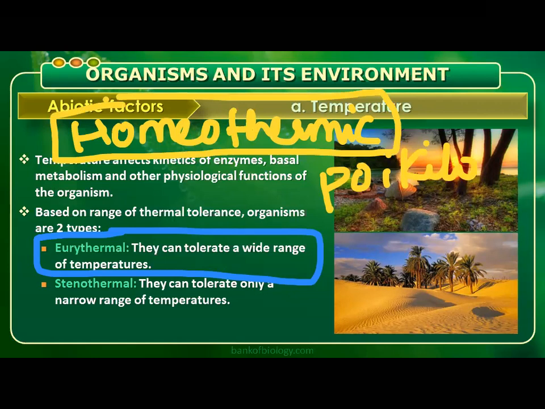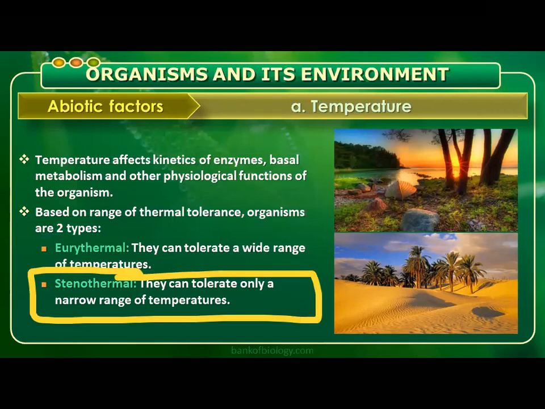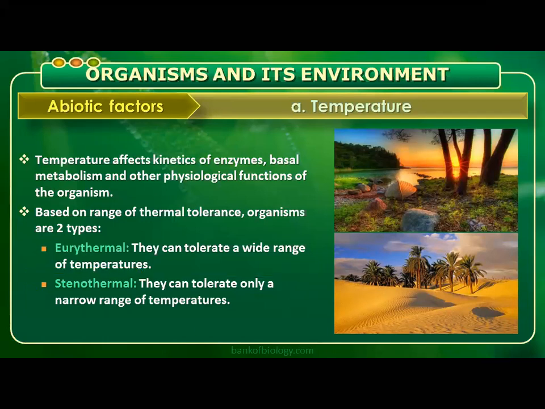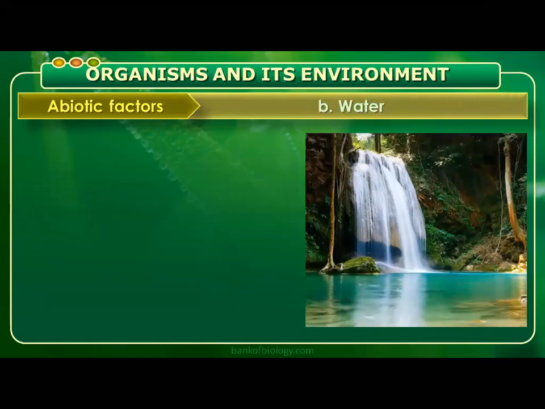Homeothermic organisms have this capability. Next, stenothermal organisms. Stenothermal organisms can tolerate only a narrow range of temperature. So mostly poikilothermic animals are going to have a narrow range of temperature. They cannot tolerate the fluctuations of the temperature, or can tolerate only narrow ranges of temperature. Okay, so eurythermal and stenothermal are to be remembered.